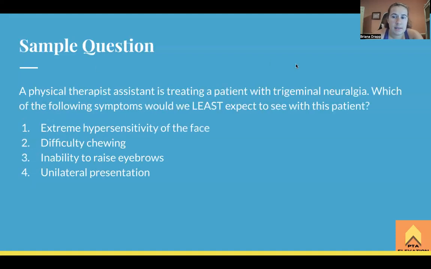So let's talk about the sample question. A physical therapist assistant is treating a patient with trigeminal neuralgia. Which of the following symptoms will we least expect to see with this patient? 1, extreme hypersensitivity of the face. 2, difficulty chewing. 3, inability to raise eyebrows, or 4, unilateral presentation. So I'll give you guys a second to think about that one.